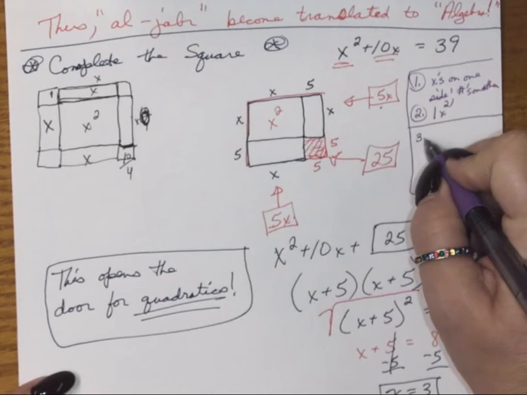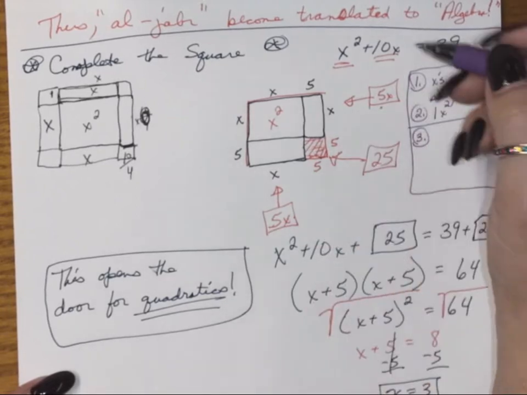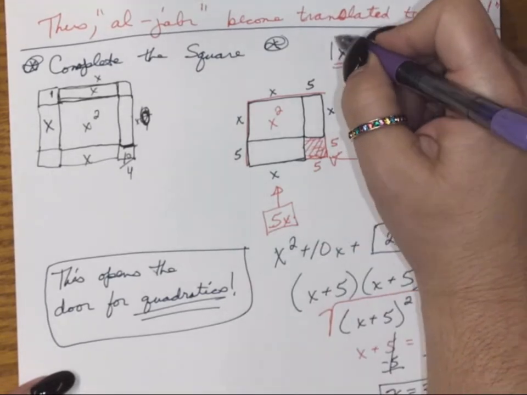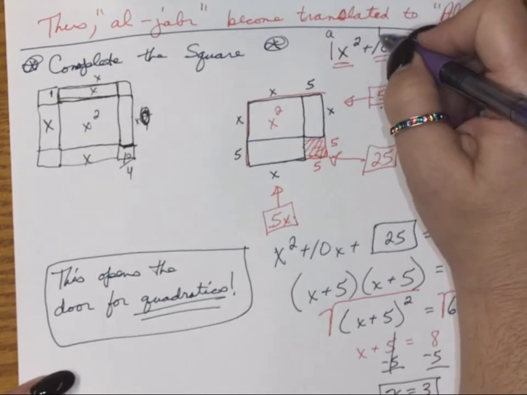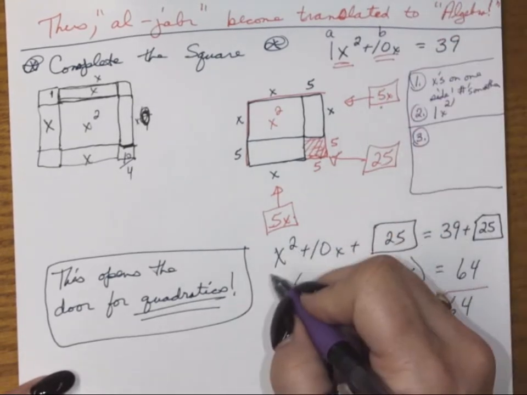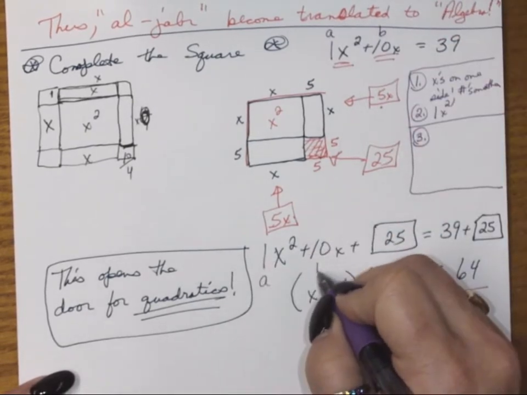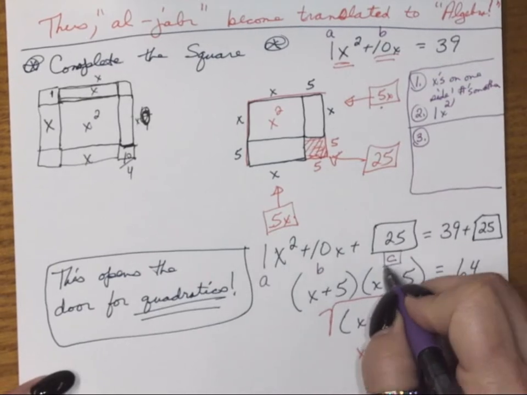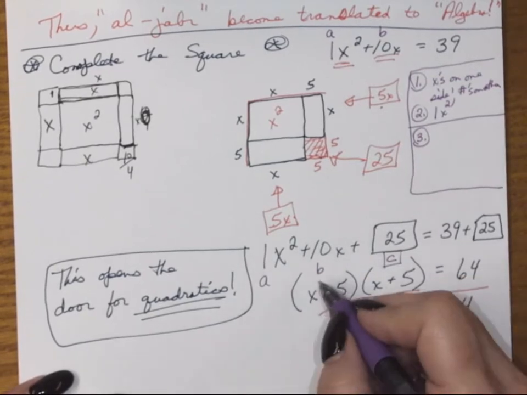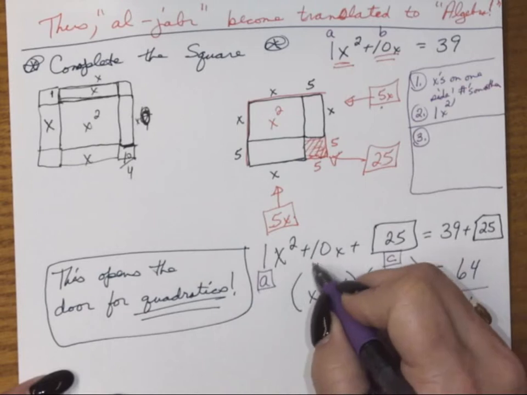So number 3, if you'll remember, this is my A guy, and this is my B guy. Let me write it here. Here's my A, here's my B, and what we're trying to figure out is the C, in a traditional quadratic equation.